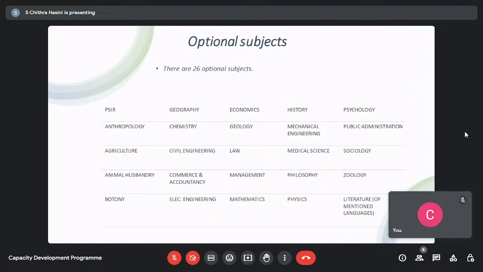Then the optional subjects, this is the most interesting part. You have 23 optional subjects, out of which you can choose a single subject. So you have PSIR, meaning political science and international relations, geography, economics. You have all of these subjects from which you can make the choice.